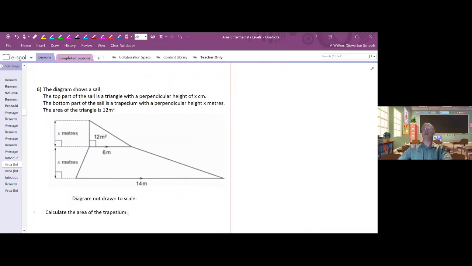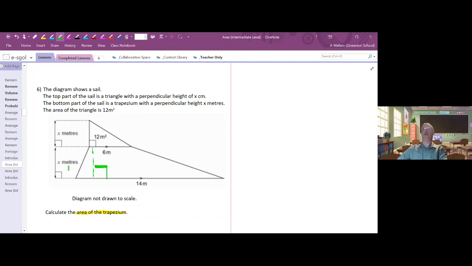Okay, I'll just mention this question, read it to you first, right? They've said the area of this triangle is 12 meters squared, and they want the area of the trapezium. Okay, now we've done the area of trapeziums in the first few questions, and what we need is the perpendicular height. In other words, the height going from there to there. We haven't been given that.